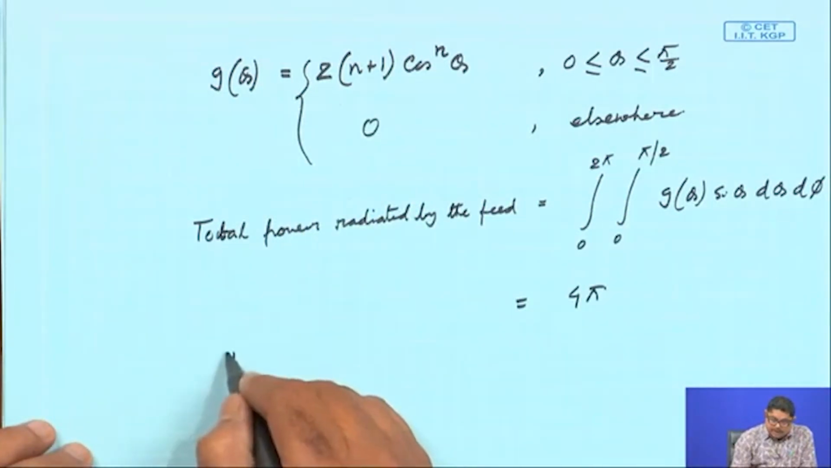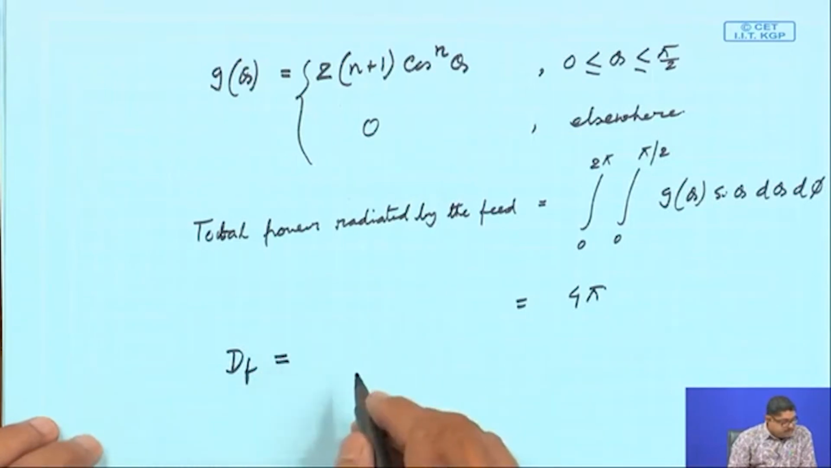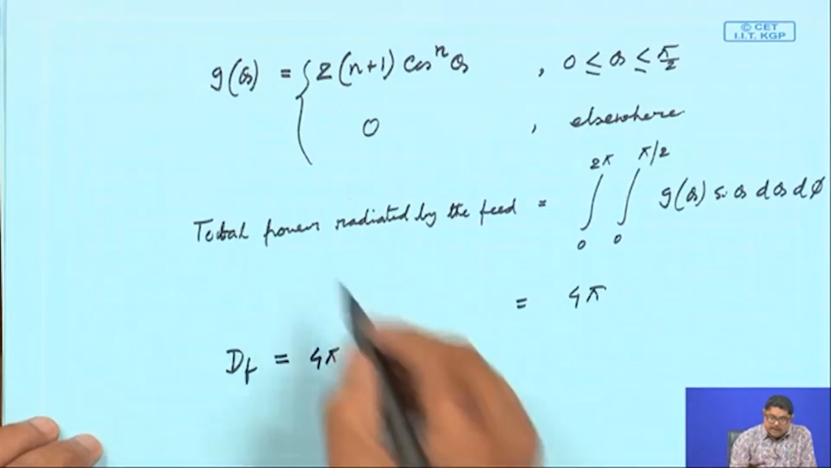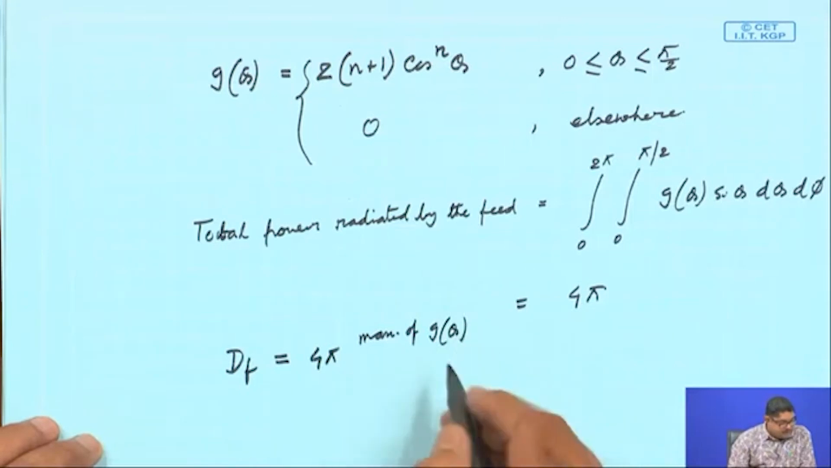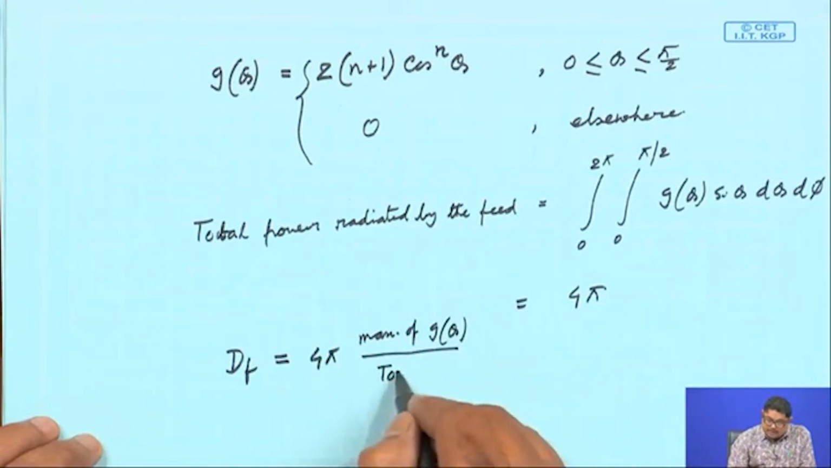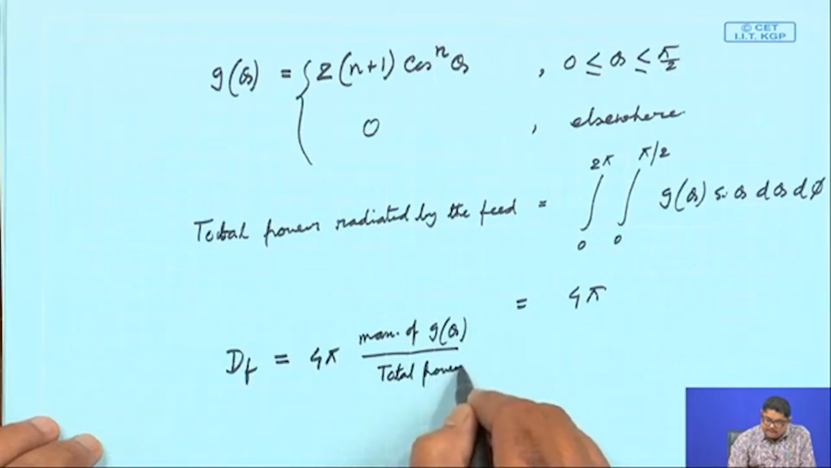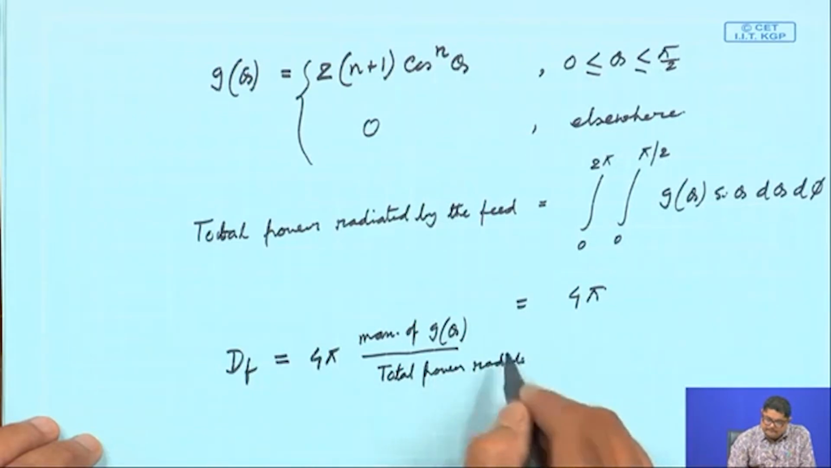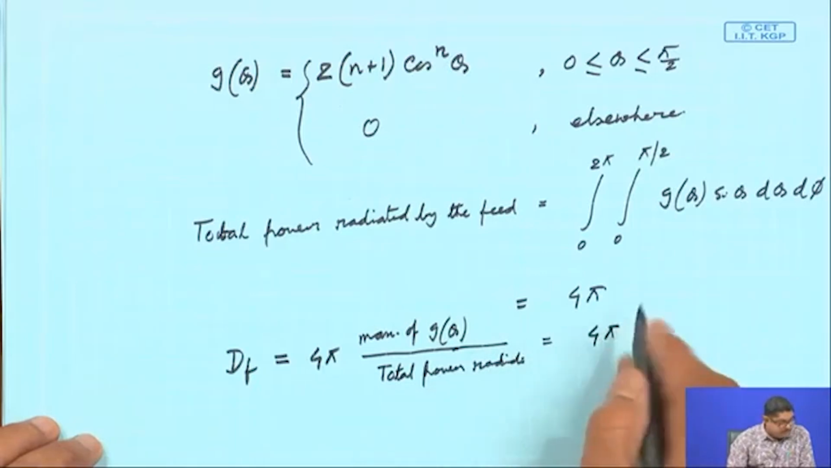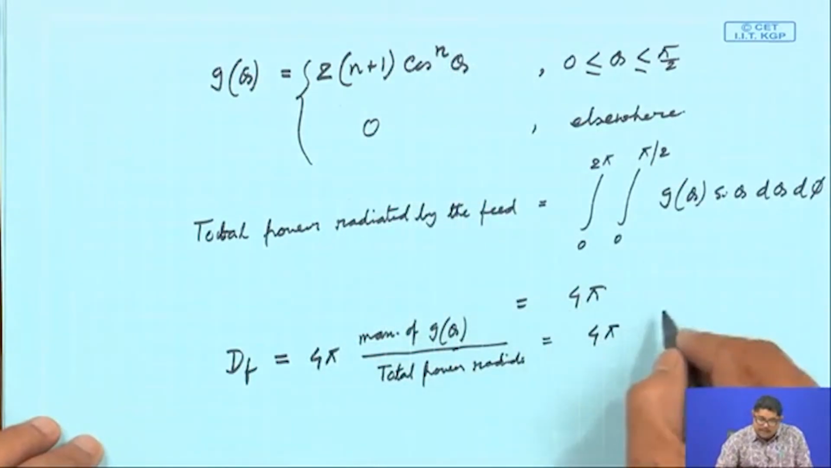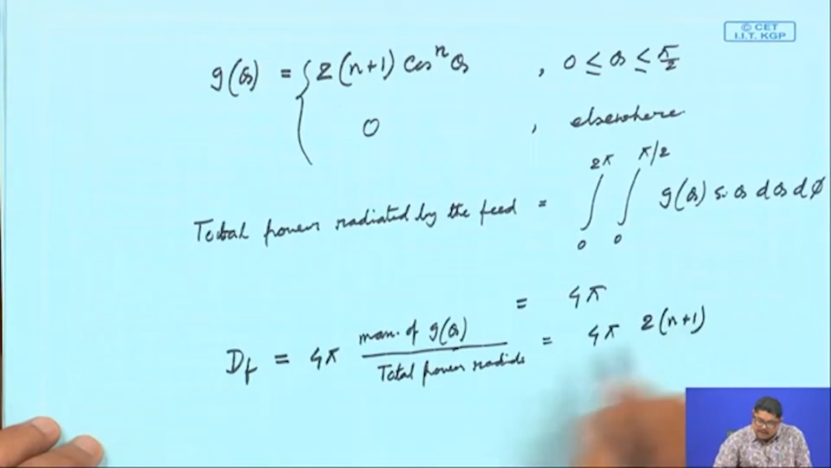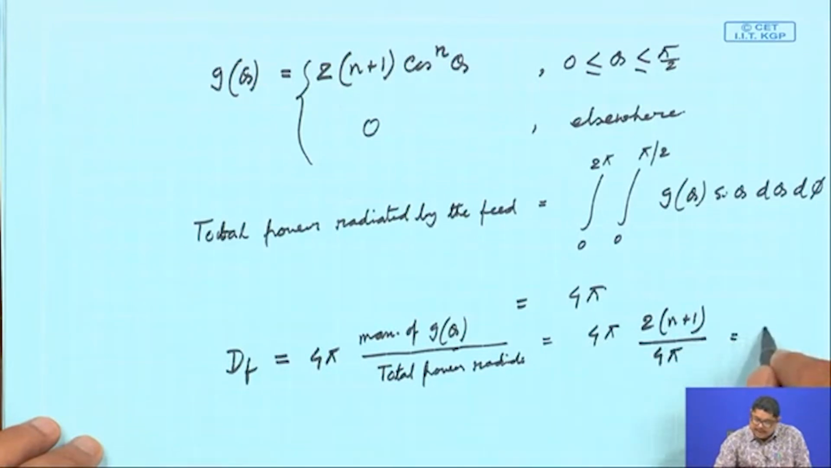So, with this choice we can now find out what the feed directivity is. dF will be 4 pi times the maximum of g theta, divided by the total power radiated. The maximum of g theta, cos n theta, can have a maximum value of 1. So, that means it will be 2 n plus 1, and the total power radiated we have just calculated as 4 pi. So, that cancels this, and the directivity becomes 2 into n plus 1.